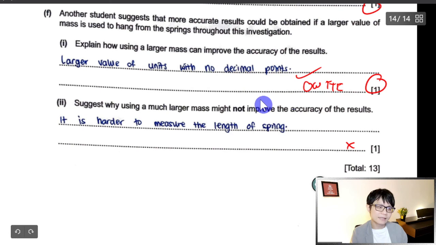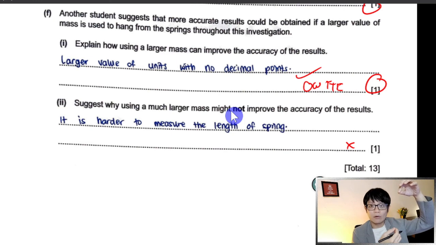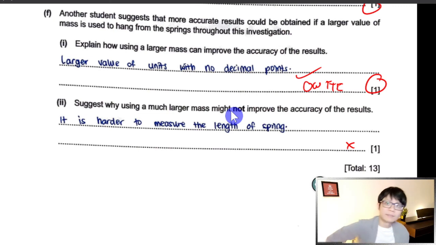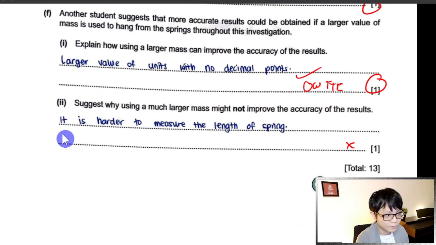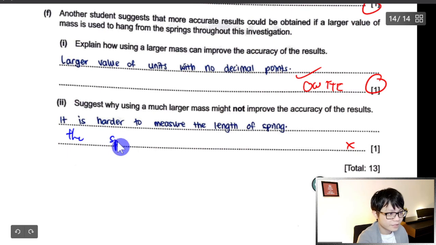And the second thing is you cannot use too heavy a mass. If you use too heavy, it will exceed the limit of the spring's elasticity, and the spring will be spoiled. When you put too heavy a mass, the spring stretches more, and it cannot return to its original length because it is over its elastic limit, so it doesn't work anymore. So maybe we can say the spring will deform, or the spring will break. Anything, will break or will deform.